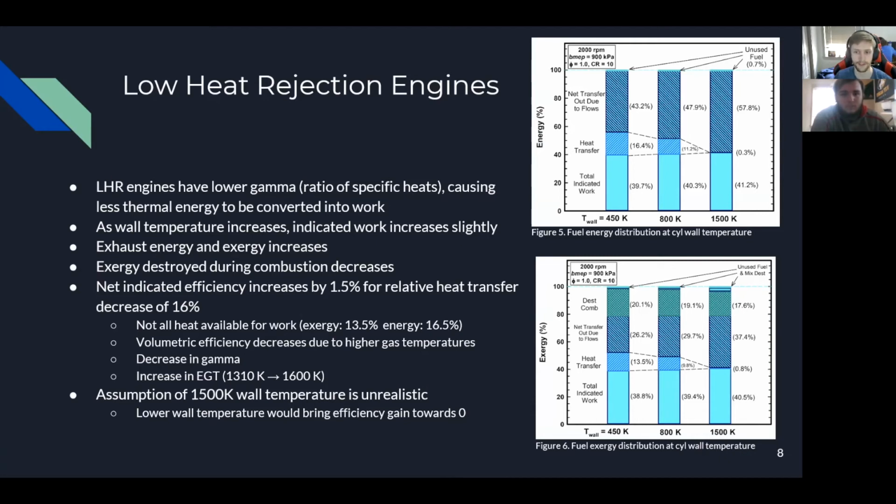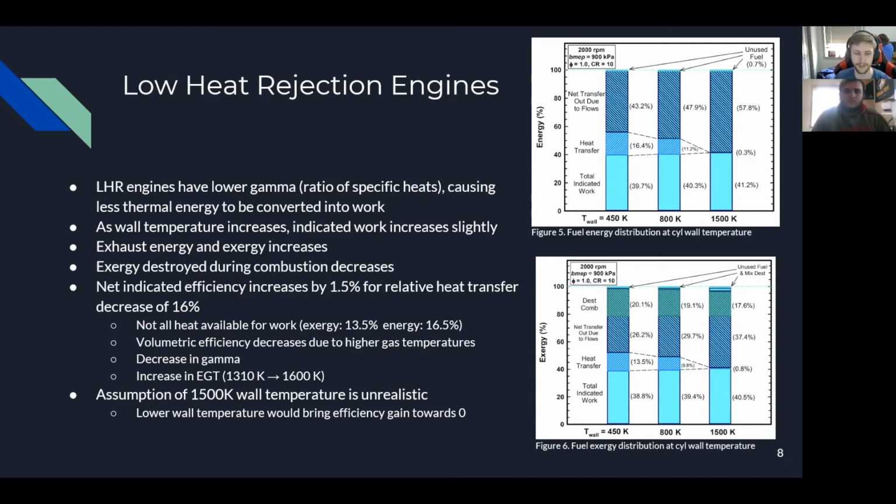Figure 5 shows the energy distribution, describing that with the increased wall temperature, there is only about a 1.5% increase in the indicated work, while the heat transfer is reduced by about 16%. To begin looking at the reason for this, figure 6 shows that the available energy is only about 13.5% compared to the 16.5% energy through heat transfer.